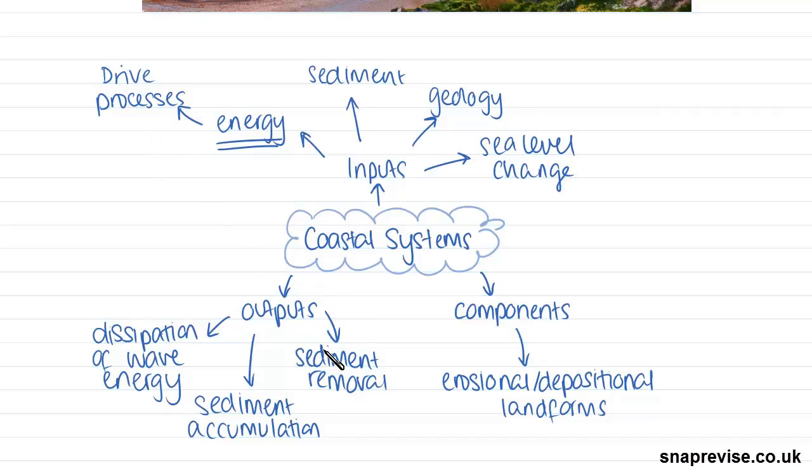Examples of outputs within our coastal systems are things like the dissipation of wave energy, the sediment accumulation and also sediment removal, whilst the components in our systems are things like erosional and depositional landforms. And this is what our energy processes are being driven to create. So this is why we can see that energy is so important in coastal systems. So now we're going to go through the different types of energy that are in our coastal systems.